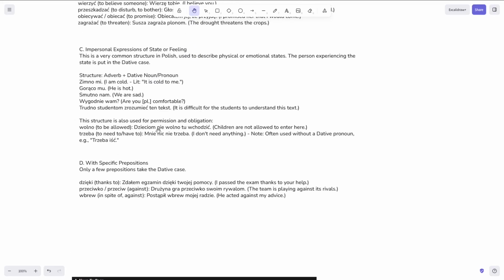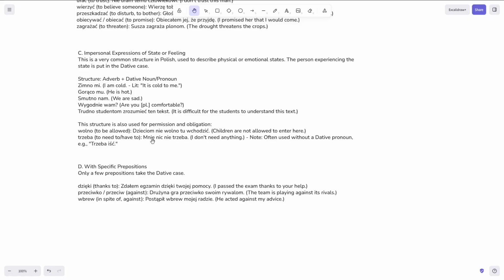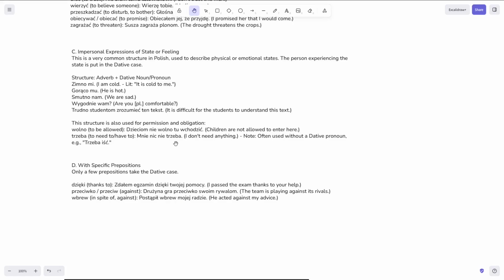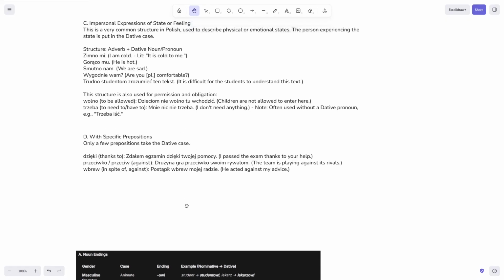And this structure is also used for permission and obligation. So, dzieciom nie wolno tu wchodzić, children are not allowed to enter here. So the first word, dzieciom, is in dative because it is not allowed to children to get here, or something like that, I guess. And to have to, to need to, it works also in the same vein, okay?